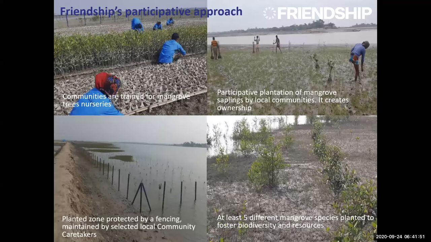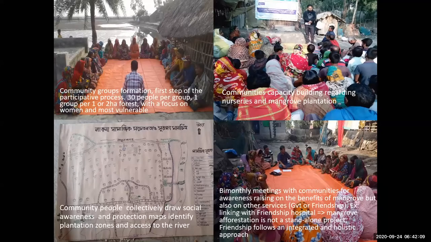And in the below, you see that we created a plant zone with fencing, maintained, and we engaged selected local community caretakers, and we planted at least 5 different mangrove species to ensure biodiversity and resources. In the beginning, we form community groups to make them understand why it's important. And we build their capacity in how to take part in plantation and nursery. And at the same time, we draw the social mapping, engaging community to identify the areas that need awareness, and at the same time to make sure of the protection.